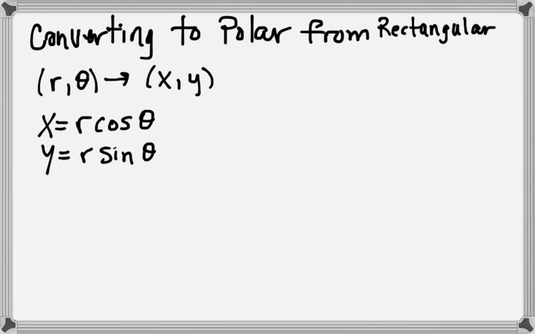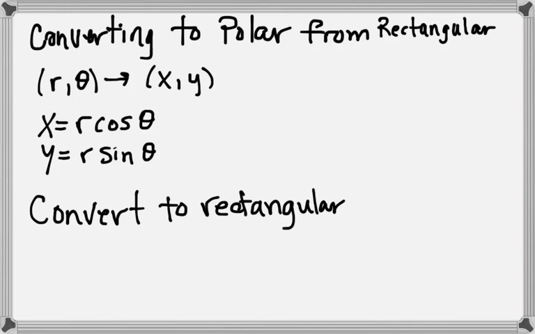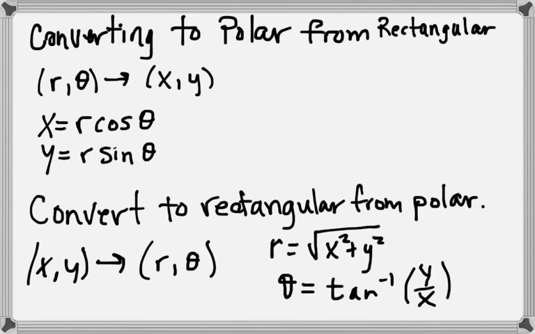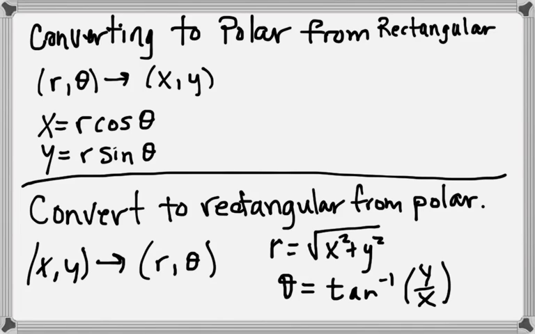On the other hand, converting from rectangular to polar was pretty much the same thing. And guess what? You already know these formulas too. If I go from x, y back over to r, theta, then r equals the square root of x squared plus y squared, just like we've always had. That's magnitude. And theta is tan inverse.